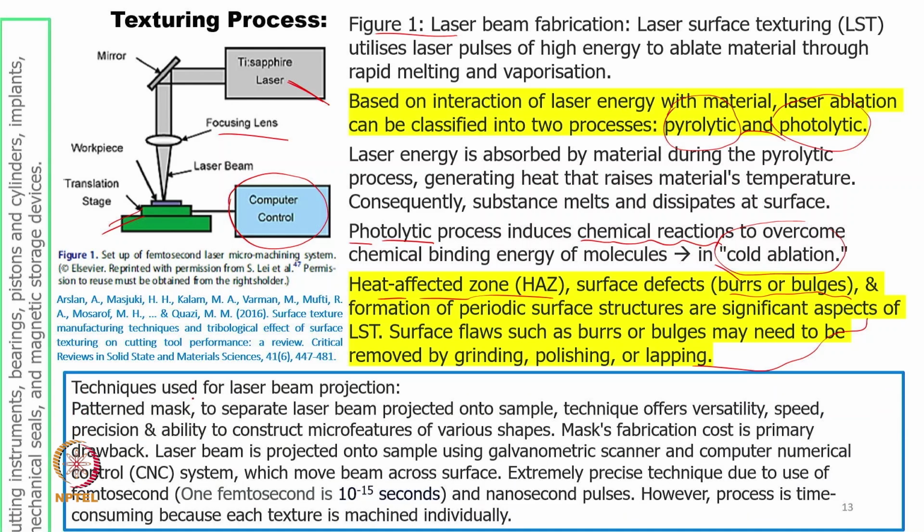Now we talk about the technique used for the laser projection. As I mentioned earlier, we really require CNC machines also, and to reduce the heat generation, they also use a femtosecond method, where the laser is generated only for a very short time, and then it starts again.